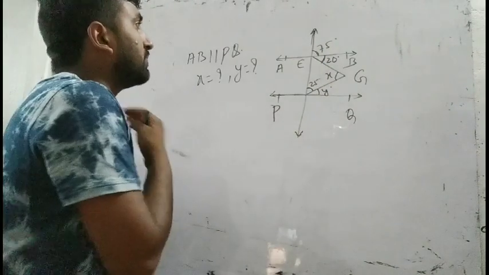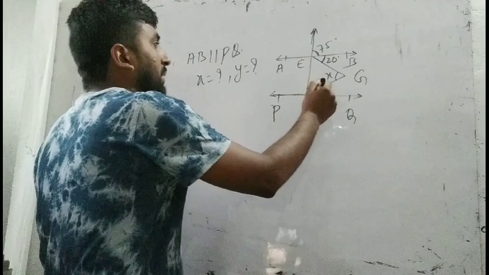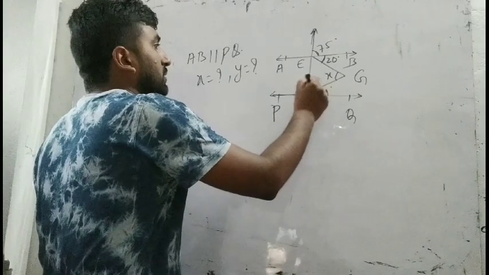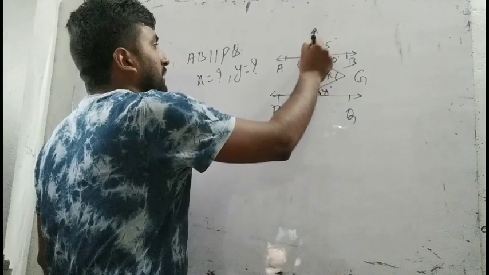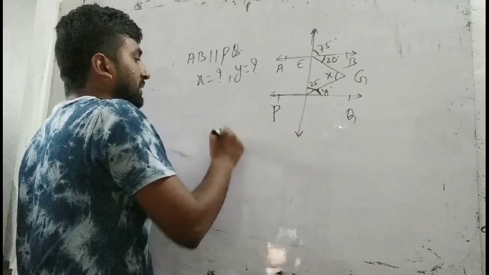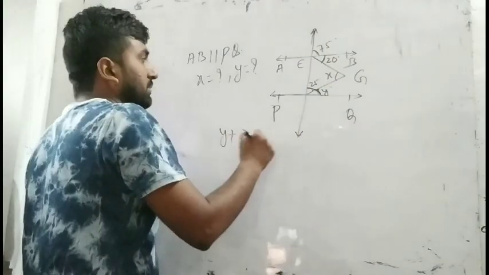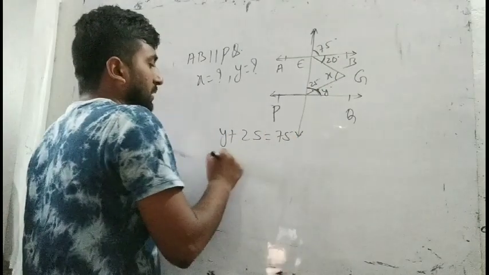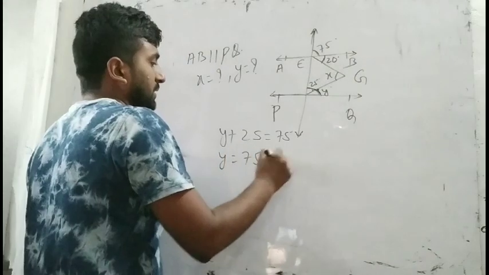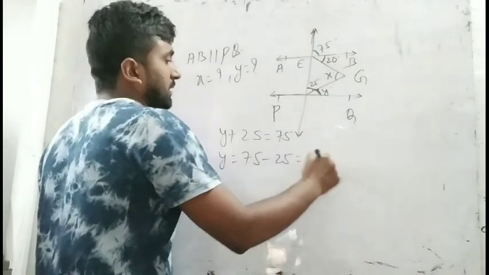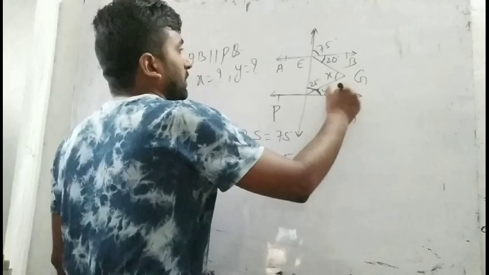Okay, so this angle is equal to this angle by corresponding angles. So we can write that y plus 25 is equal to 75. Then y is equal to 75 minus 25, that is equal to 50. So this is 50 degrees.